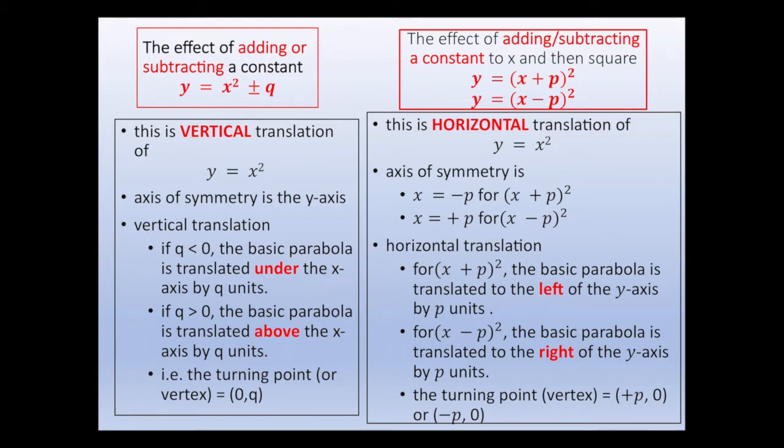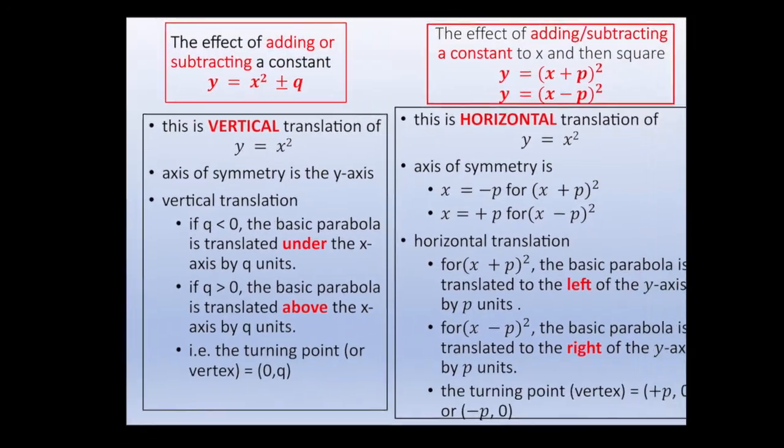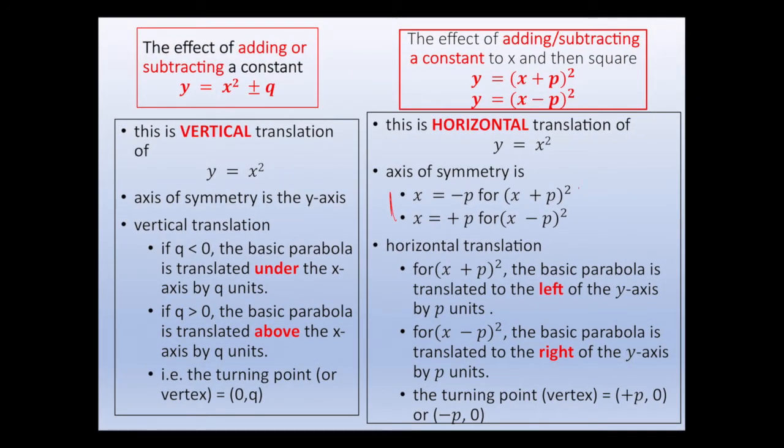Now, this time we are looking at the effect of adding and subtracting a constant to x and then squaring. y equals (x plus p) squared and y equals (x minus p) squared. So we can see that x is equal to minus p for (x plus p) squared, and x is equal to plus p for (x minus p) squared. Alright, so this is actually important.